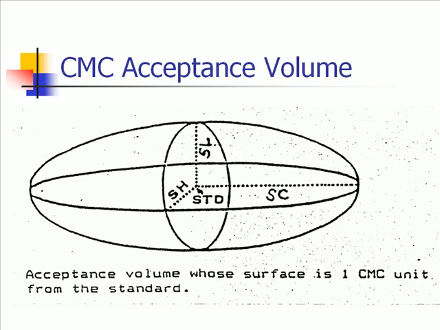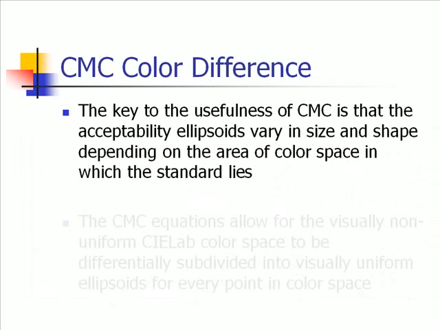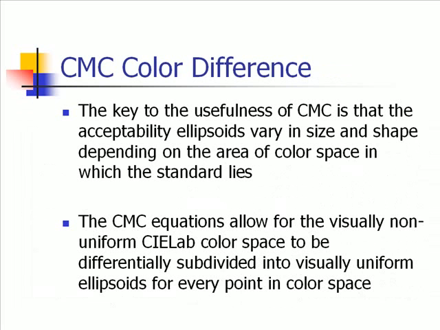The key to the usefulness of the CMC equation is that the acceptability ellipsoids vary in size and shape depending on the area of color space in which the standard lies. The equation allows for visually non-uniform CIELAB color space to be differentially subdivided into visually uniform ellipsoids for every point in color space. So now we can account for that non-linearity. Even though different parts of color space in the CIELAB system are different, we can account for that using our CMC equation. So again, these are the color tolerances actually defined by the CMC equation.